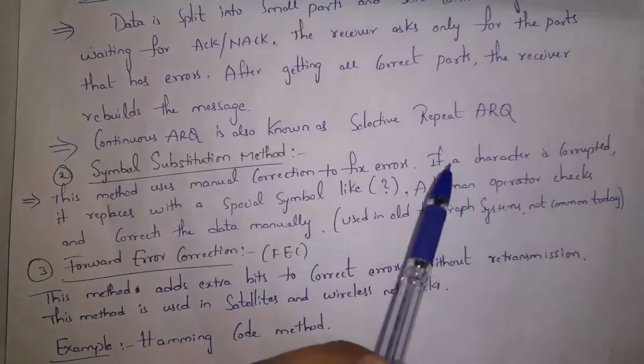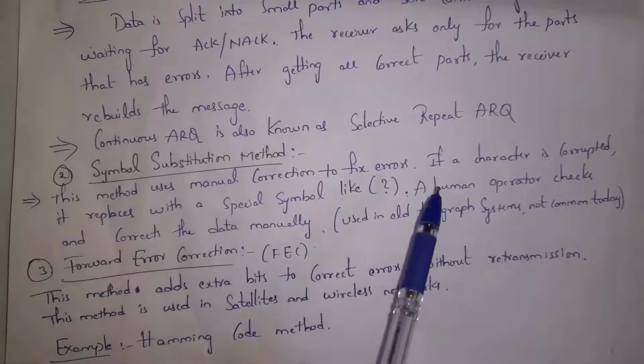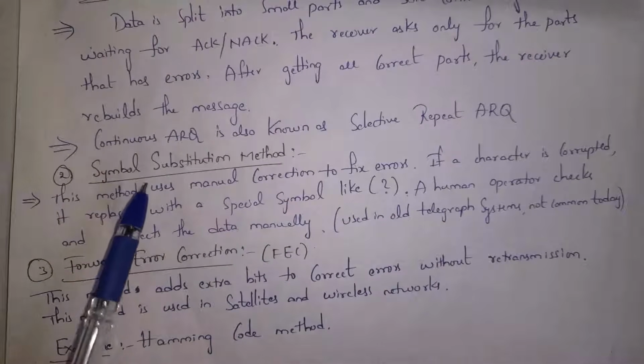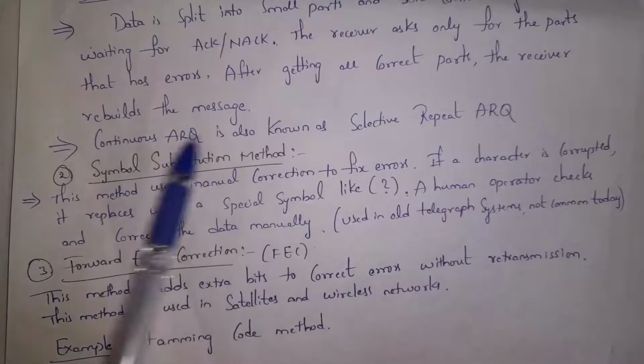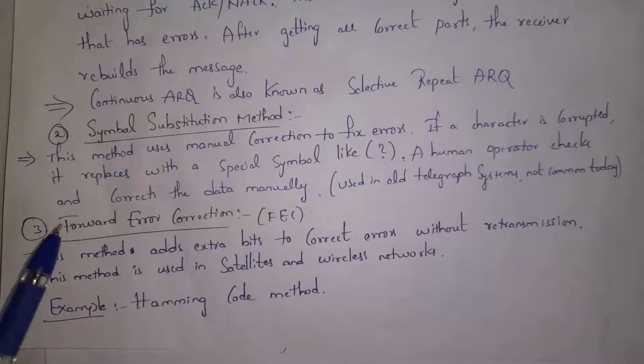This method uses manual correction to fix errors. If a character is corrupted, it replaces with a special symbol like question mark. A human operator checks and corrects data manually. This method is used in older telegraph systems. This method is not commonly used today. And whereas third method is forward error correction method.